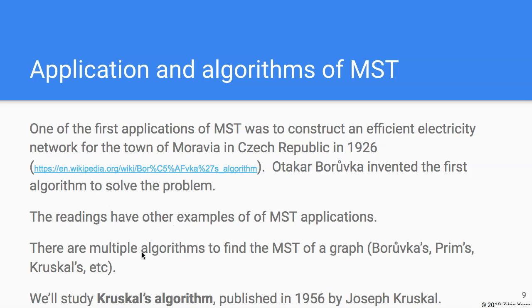And as far as the solution goes, there are multiple algorithms that can find the MST of a graph. The first person who did this, back in the early 20s, has his algorithm. There's an algorithm by Prim, and then there's an algorithm by Kruskal, and there are several others. What we will study is Kruskal's algorithm, which was published in the 50s by Joseph Kruskal.